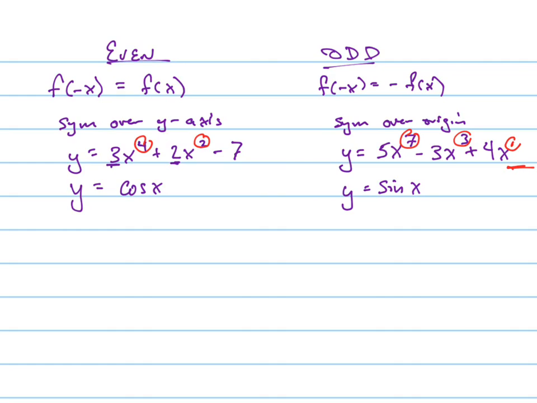If you're given an equation, the easiest way to tell if it's even or odd, and some rational functions can be even or odd as well. So let's take an example. If I say g of x equals 4 plus x squared over 1 plus x to the fourth.